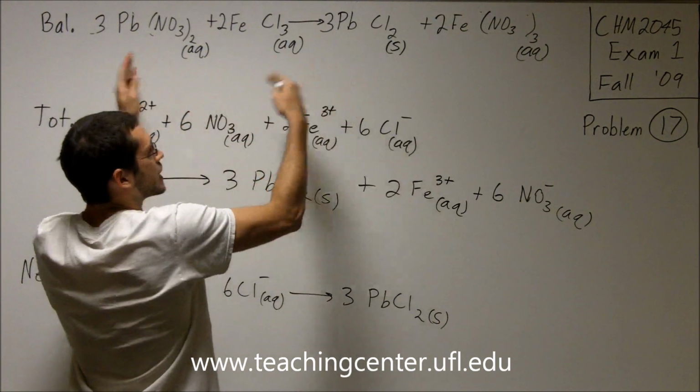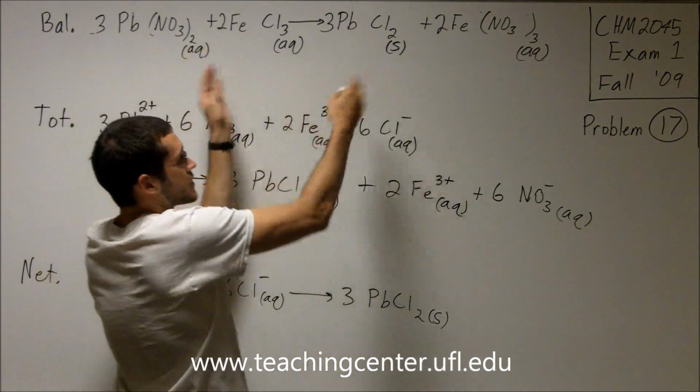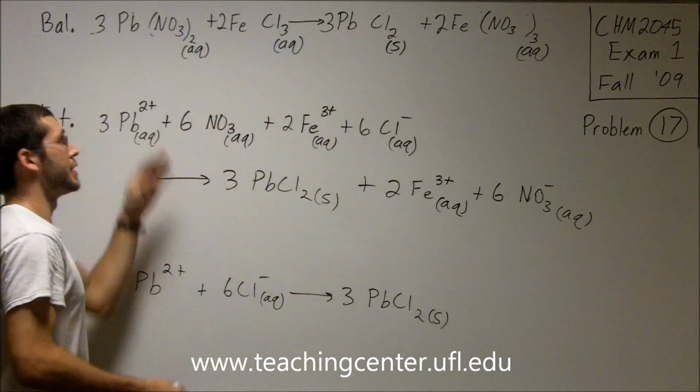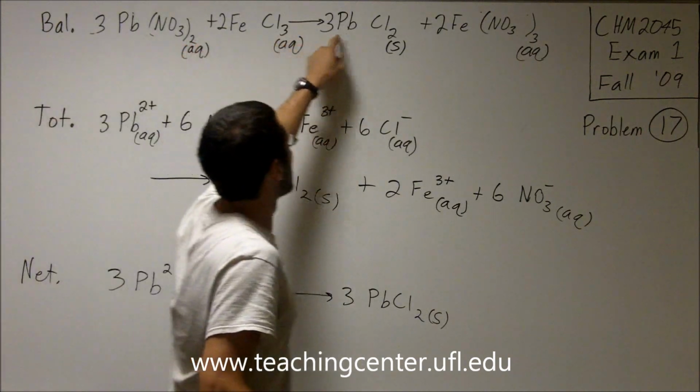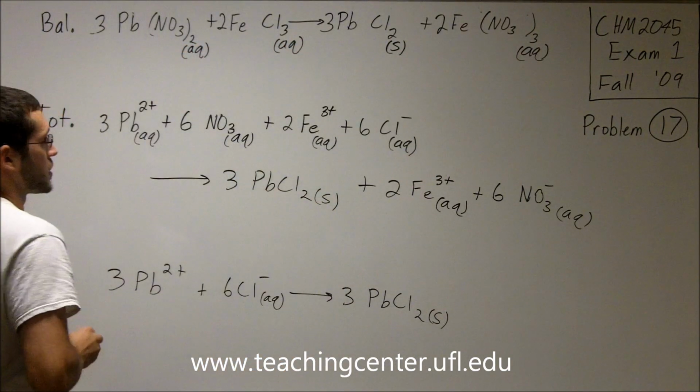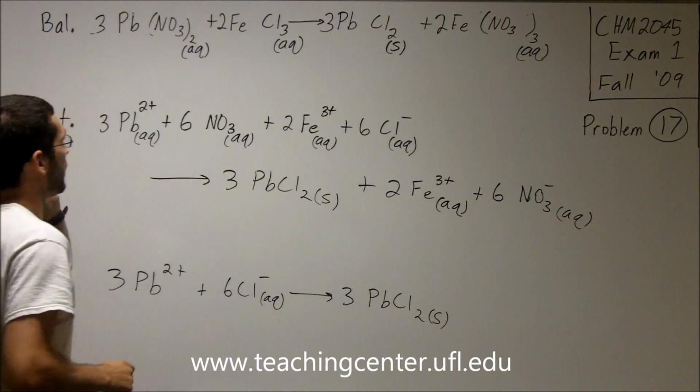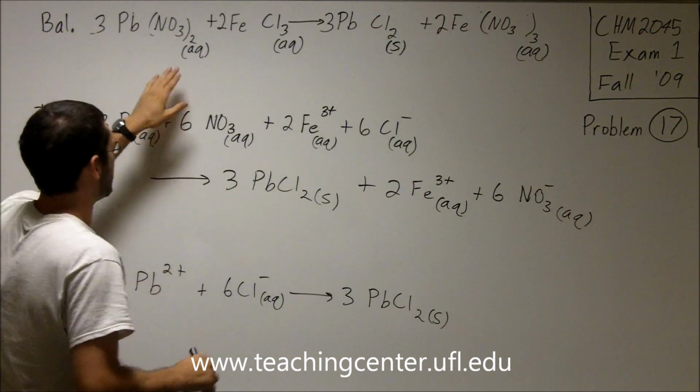You make sure you have enough leads. Make sure you have enough chlorines in your overall reaction. If you have 6 on this side, you better have 6 on that side. And that's what the coefficients do. Okay, so there's the balanced equation. Done. Actually, I lied. Almost done.